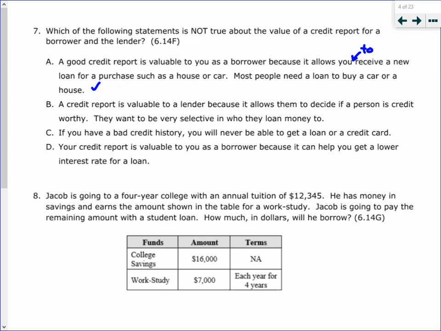A credit report is valuable to a lender because it allows them to decide if the person is creditworthy. They want to be very selective in who they loan money to. That is true. If you have a bad credit history, you will never be able to get a loan or a credit card. I mean, you can still get one, it'll just be a horrible interest rate. Your credit report is valuable to you as a borrower because it can help you get a lower interest rate. And that is true. The better your credit, the better your loans will be. That is not never, but it will be hard for you.